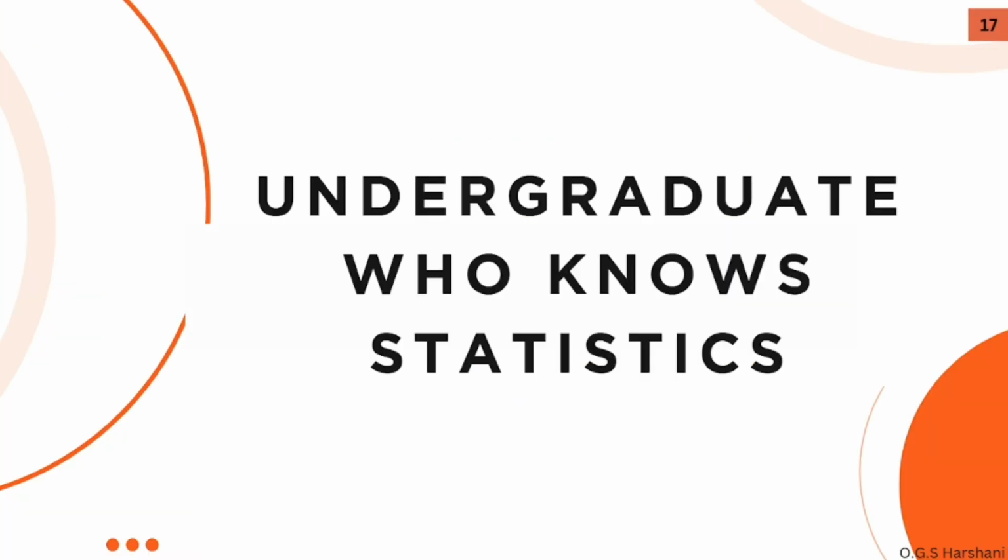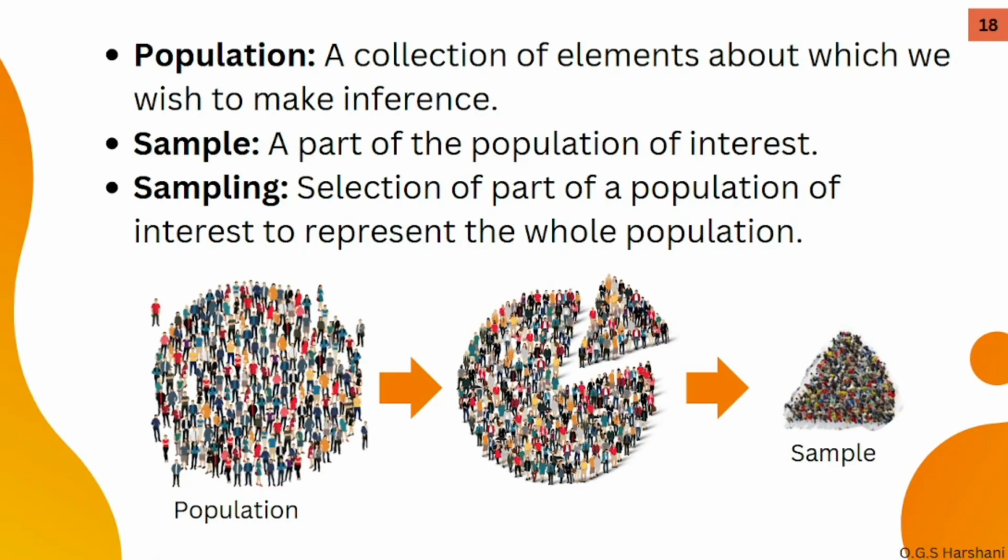Next, let's talk about simple random sampling for undergraduates who know statistics. Before we dive into simple random sampling, let's quickly review some statistical terms. If you are familiar with statistics, you know population, sample, sampling and random number table. But I will explain these briefly.